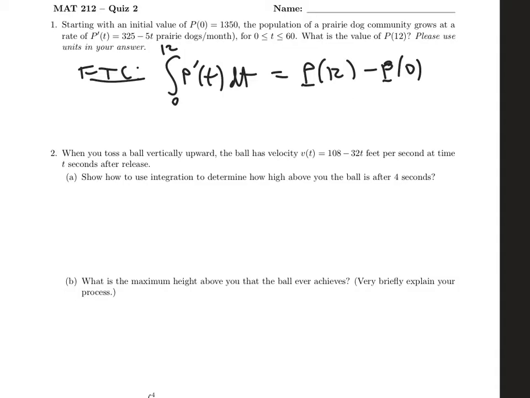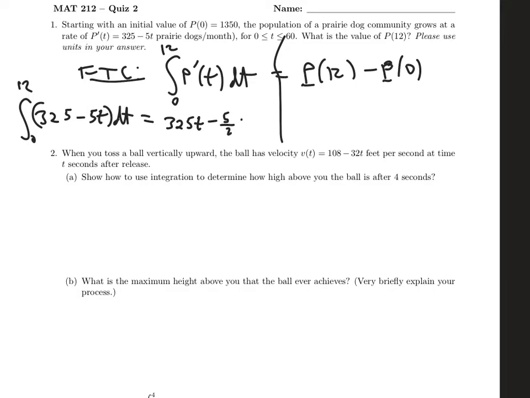That's the fundamental theorem of calculus. So that means that the antiderivative of this function has something to do with the answer, but it's not just that. It's not just the antiderivative that's the answer. So on this side, we can actually do this. I guess I'll write the function down. So we're given that p prime is, for this version, 325 minus 5t. And so that's an easy antiderivative, evaluated from 0 to 12.